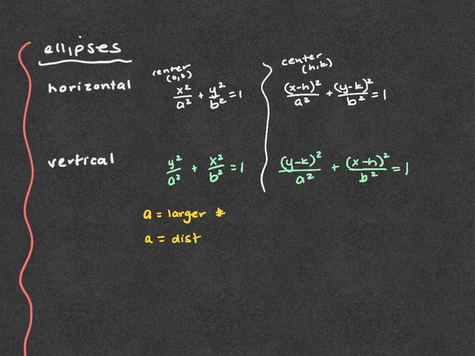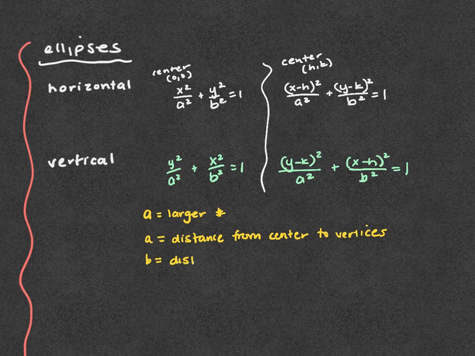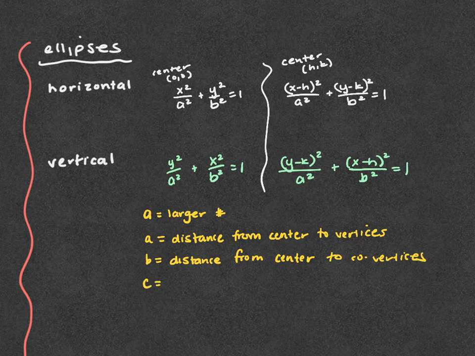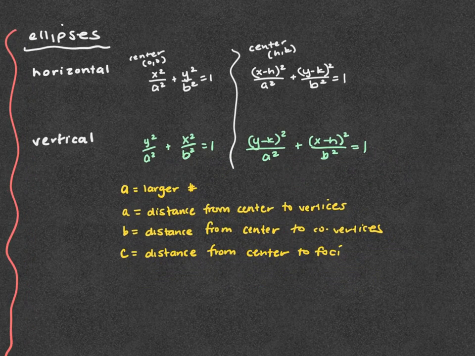A is the distance from the center to the vertices. B is the distance from the center to the co-vertices. And C is the distance from the center to the foci. A squared equals B squared minus C squared for an ellipse. Remember, it's the opposite sign of my standard form. Isn't it C squared equals... Yes, sorry. Yes, thank you. C squared equals A squared minus B squared. Thanks, Ethan.